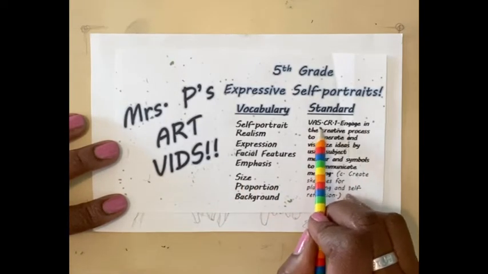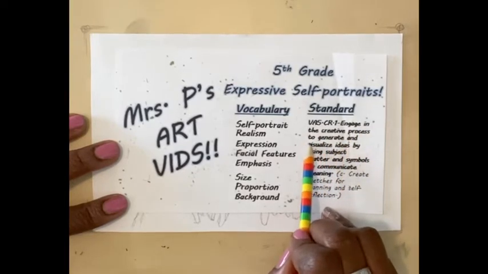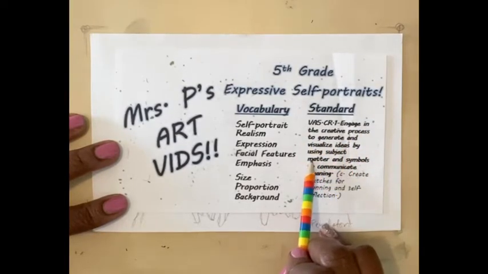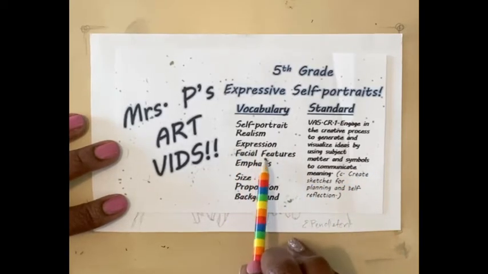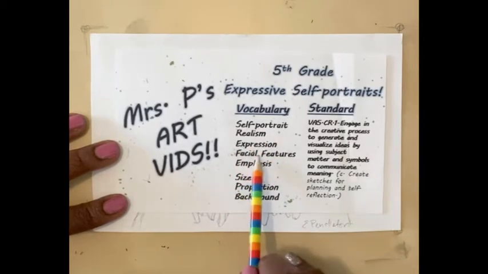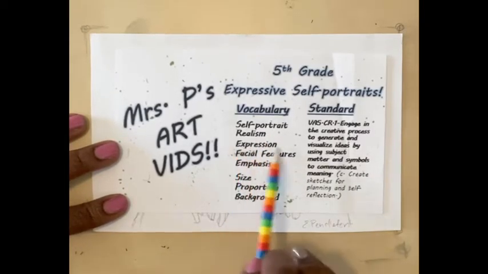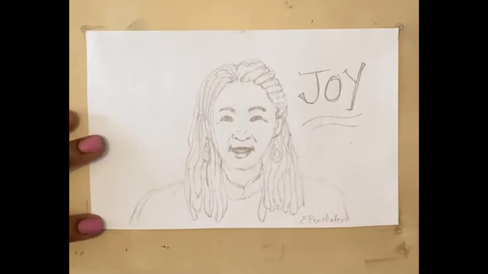We want to go over the standard again, VA5 CR1: Engaging in the creative process to generate and visualize ideas by using subject matter and symbols to communicate meaning. We're especially talking about that when we're exploring expression in our self-portraits and what those things symbolize or reflect of us. Okay? So here is the self-portrait that I started 2 weeks ago.